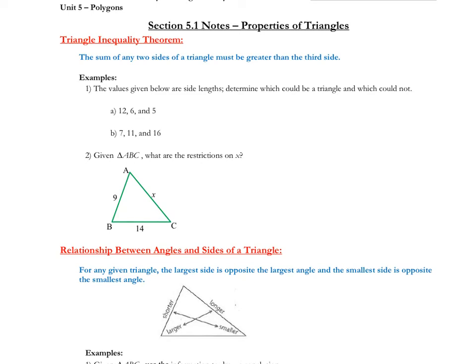Welcome to chapter 5. This chapter is going to be all about polygons, and basically those are just different shapes that we are going to look at. So we've learned a little bit about triangles already, but let's go ahead and review some information.